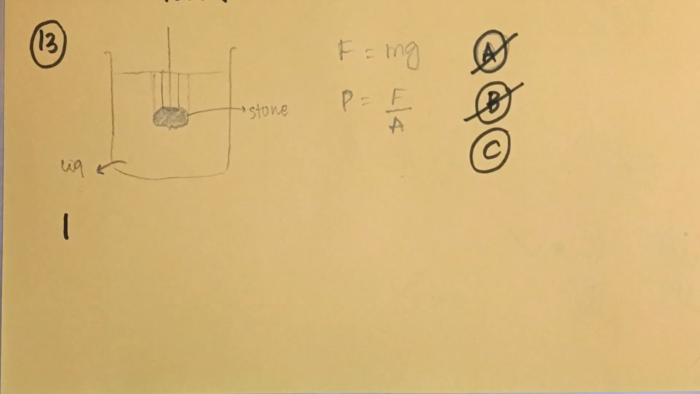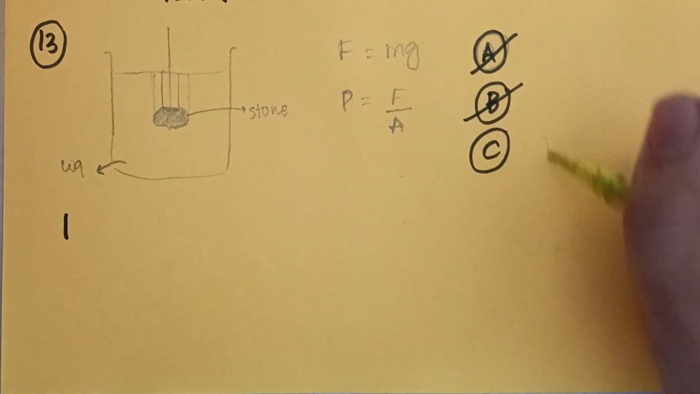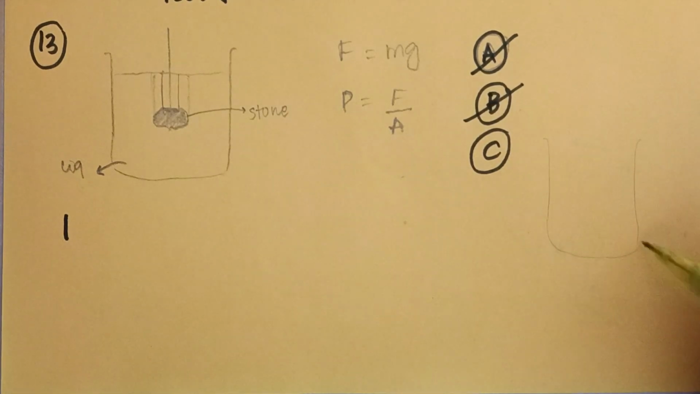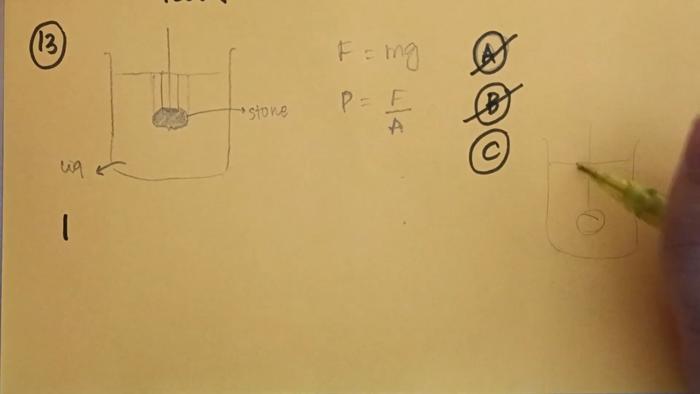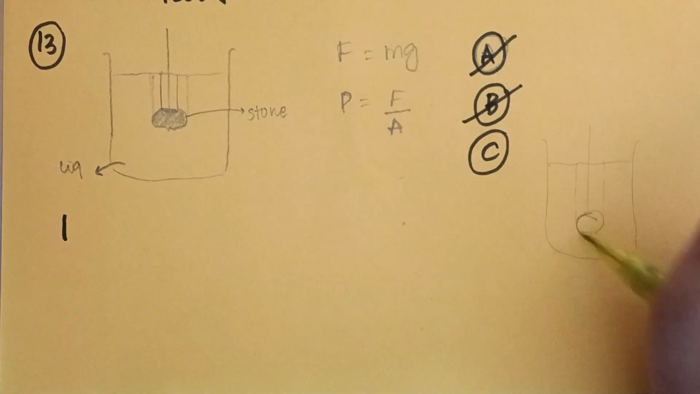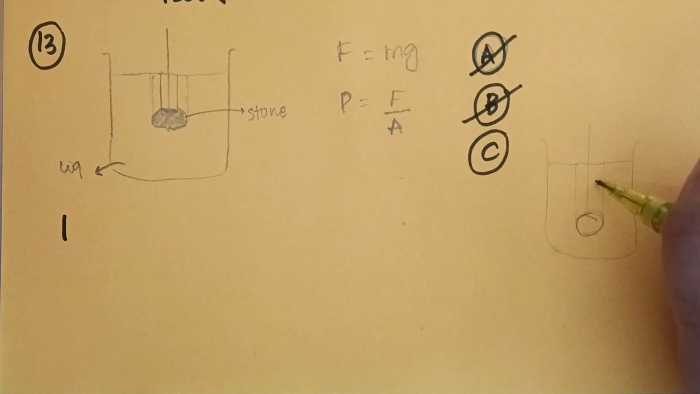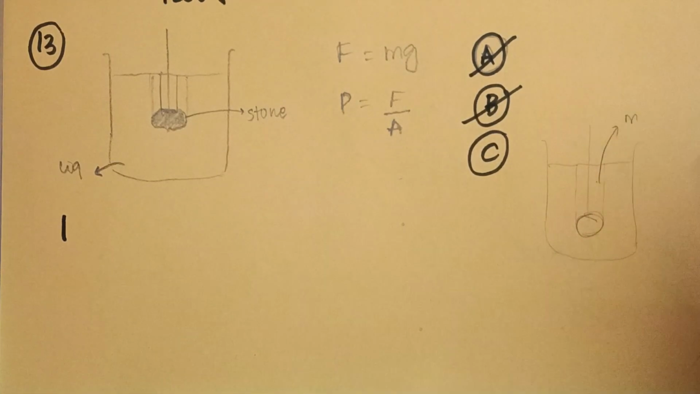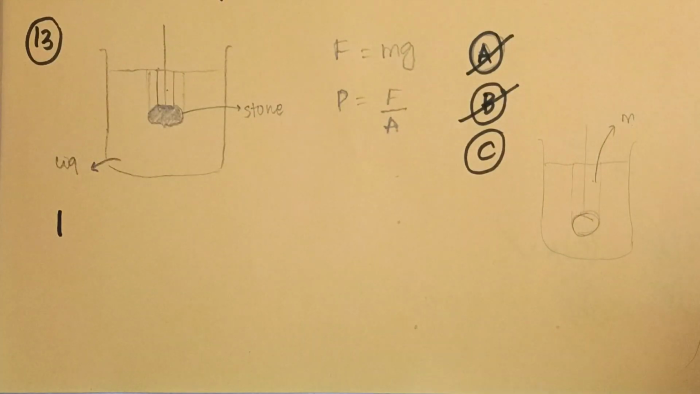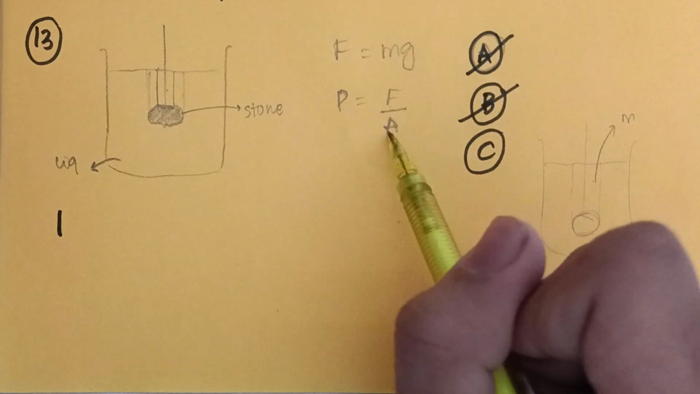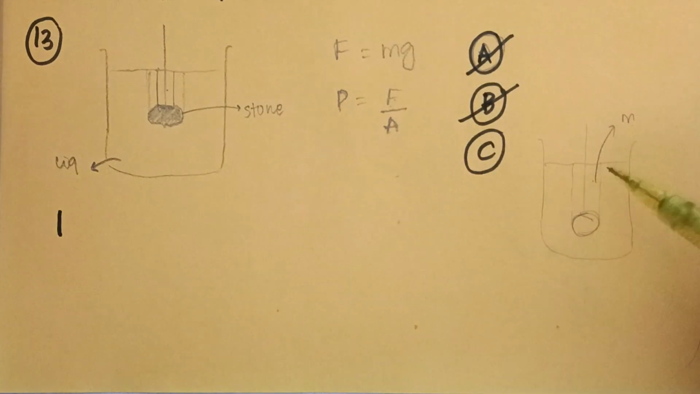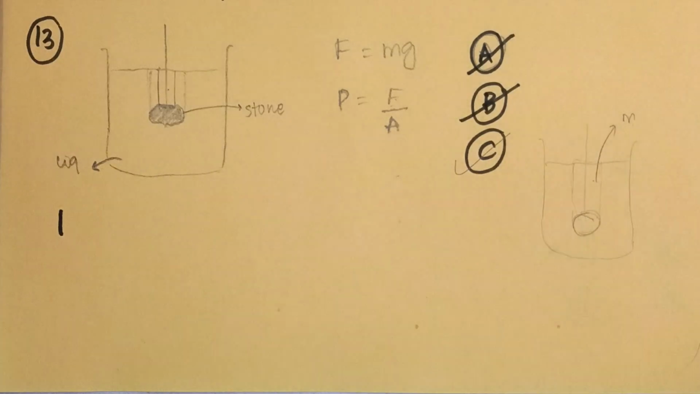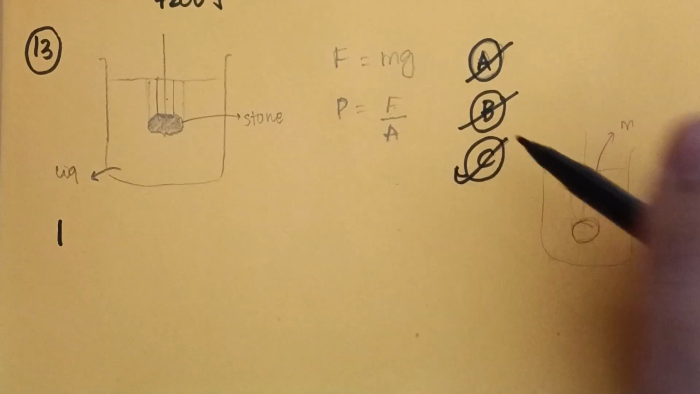Option C says lowering the stone deeper into the liquid. This seems like the best option because if I lower the stone deeper into the liquid, the diagram looks something like this. Maybe the stone is over here and this is the water level. Now you can see that the height of the water column has increased. Because the height of the water column has increased, the mass of water over here is greater than this mass. Because the mass is greater, the force will also be greater, and the area will remain the same. Force divided by area: the force applied by the water column is increased and therefore the pressure will increase. Seems like we have got our correct option, but let's look at option D too.